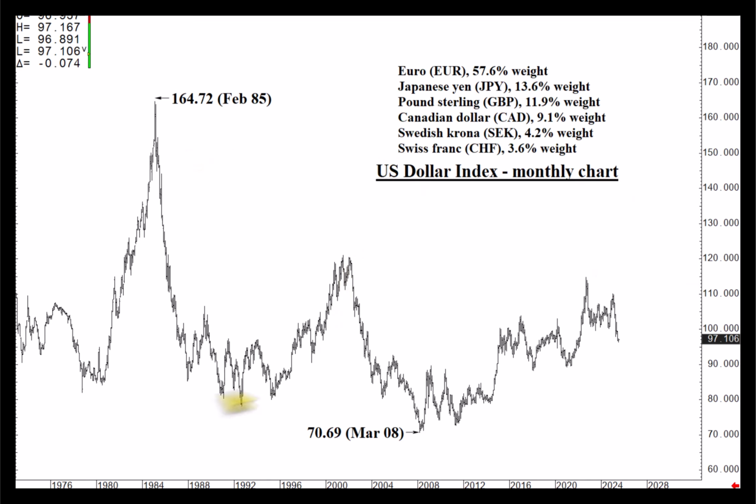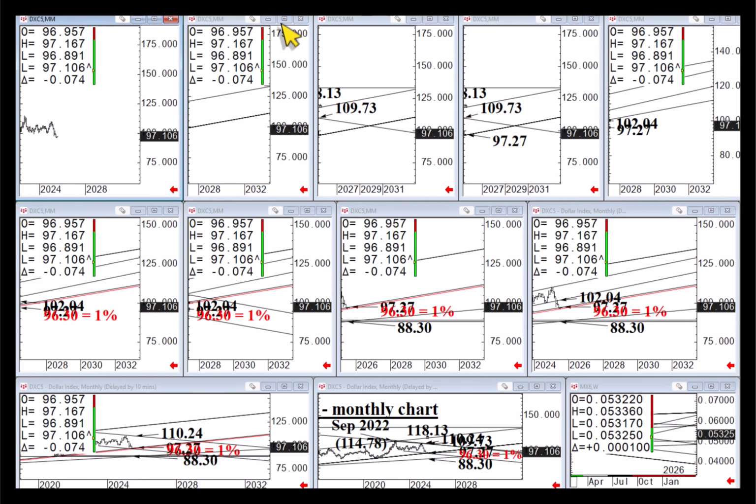So this chart I'll be showing you throughout much of the video. This is an update. I've been doing these for several years now on YouTube and Artak Advisory. This chart goes back to 1976, so more than 50 years of activity. You can see the February 85 all-time high in the index and the March 08 all-time low in the index. Those are two extreme points that I'm going to be using to walk you through some studies.